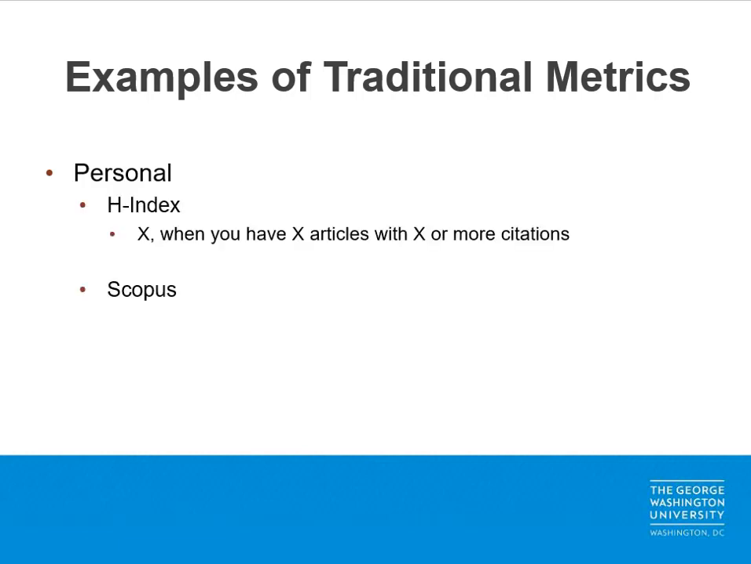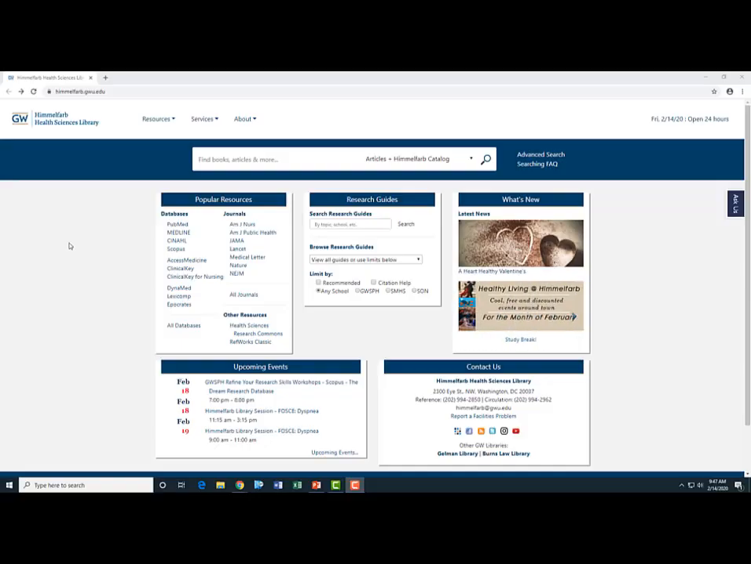A common example of how they are applied to individuals that you may have come across in the past is the H-index. A person's H-index is defined as being X when they have X number of articles with X or more citations. Let's go to Scopus to see an example. I'm going to start from the Himmelfarb homepage, which is himmelfarb.gwu.edu. From here, I'm going to click on Scopus.